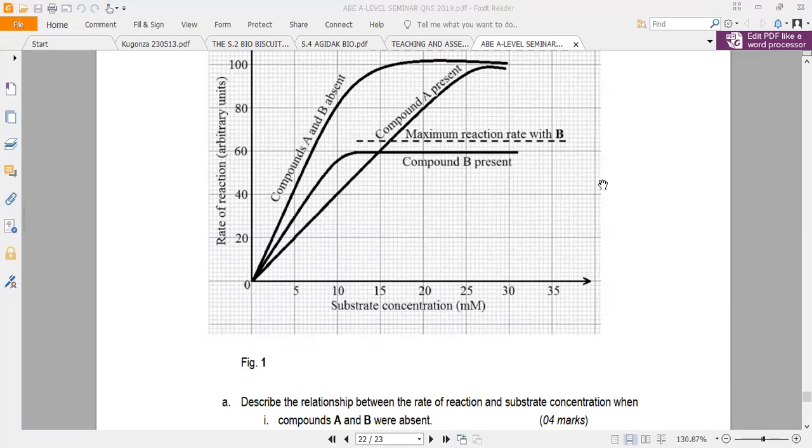Yes, Tibenda. From 0 to 10 mm, the rate of reaction increases rapidly. From 10 to 15 mm, the rate of reaction increases gradually. Then from 15 to 30 mm, the rate of reaction is almost constant. Okay.